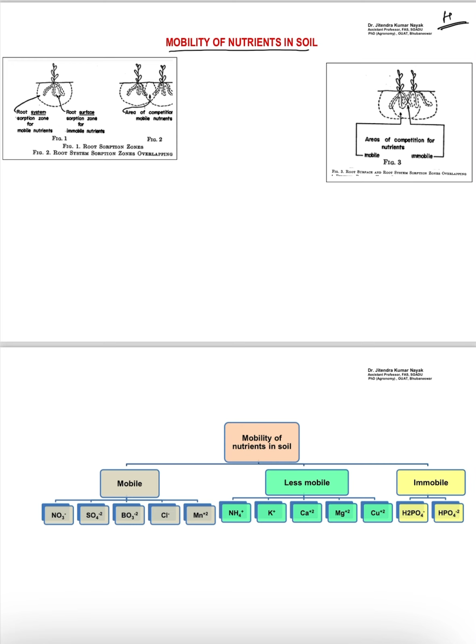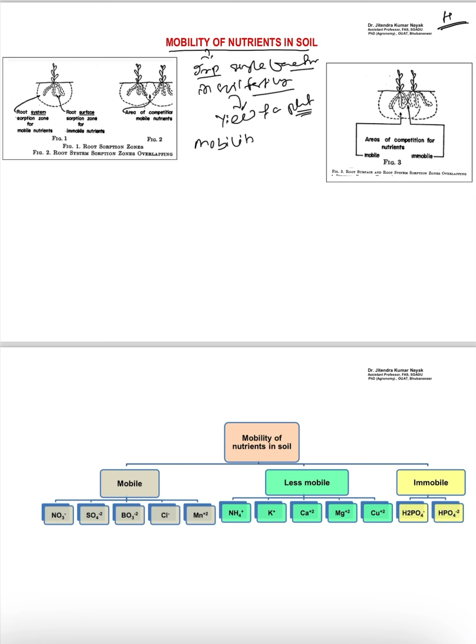Okay, so mobility of nutrients inside the soil system is the most important single factor in soil fertility relationship, which determines the yield of a plant. It will decide the yield of the plant.